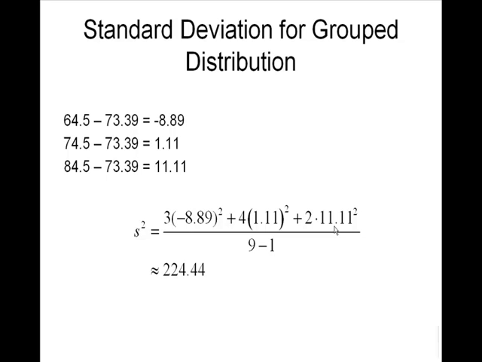The sum of my frequencies is 9, so I'm going to divide by 9 minus 1, and that gives me a sample variance of 224.44. If now I go ahead and take the square root of that, I get a standard deviation of 15.6. So these scores were on average about 15.6 from the mean of 73.39.